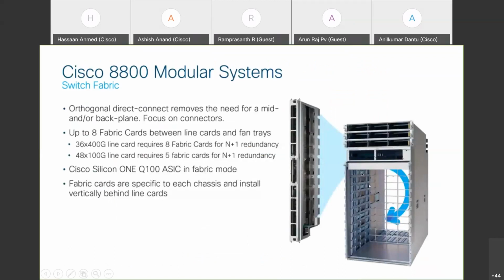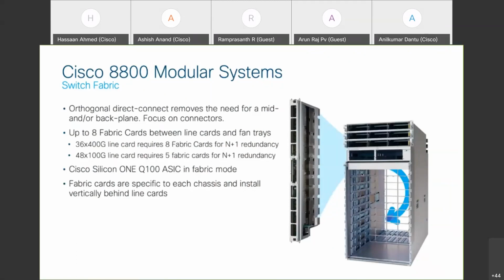That is the front; the fabric card is inserted from the back, and it uses the same Cisco Silicon One ASIC. Only those ASICs are programmed as fabric elements. And as I mentioned, how much bandwidth? We will come to that. I have a slide for that.